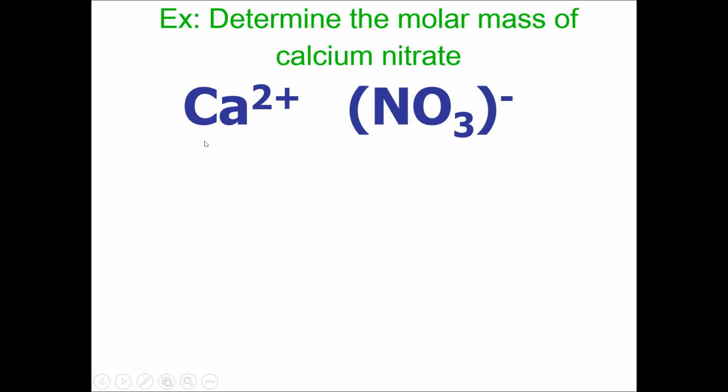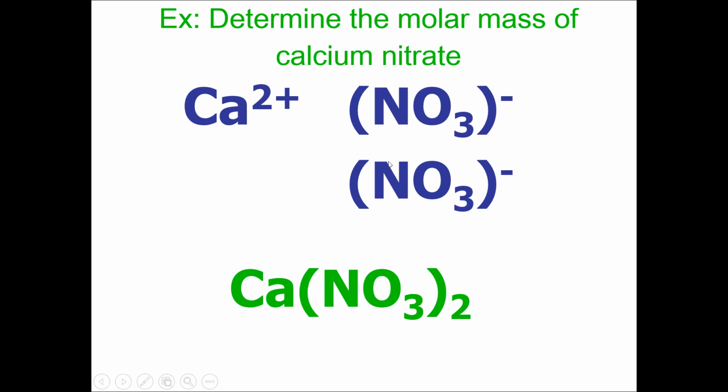Now, as we look at these two ions, we want to make sure that our final formula has a total charge of 0. And right now we have 2 positive charges and 1 negative charge. So in order to make this compound neutral, we need to add another nitrate. And adding another nitrate will now show a neutral compound. We have 2 positive charges, we have 2 negative charges, so here is our final formula of Ca(NO3)2.